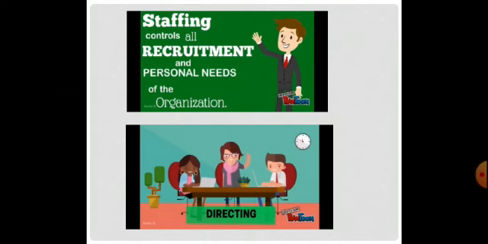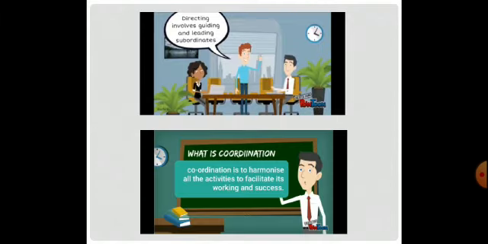The next function is directing. Directing involves instructing, guiding, communicating, inspiring, motivating, and supervising the employees to achieve the predetermined goal of the organization. Just as staffing is a process, directing is also a process. So what are the various elements included in directing?